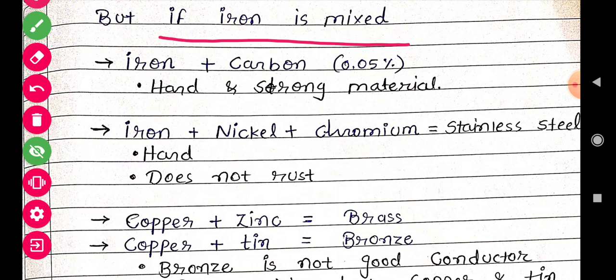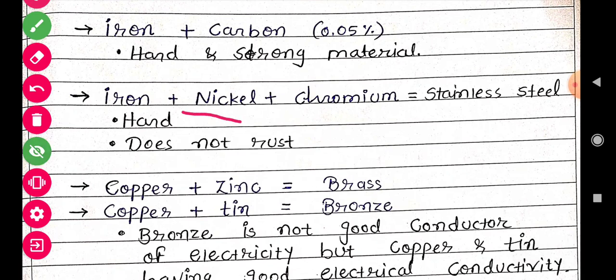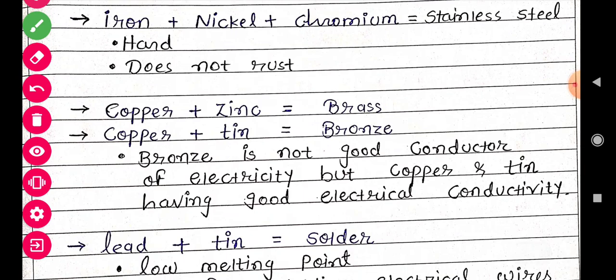If the iron is mixed with carbon, as I already told you, if we add 0.05% of carbon inside the iron, then the resultant iron material becomes a very hard and strong material. So carbon makes the material more durable and stronger, okay? When we add nickel and chromium, both of them, inside the iron, then it is converted into stainless steel, which is very hard and does not rust easily. As we know, there are thali and bowl also in our home, which are made from the same stainless steel material, which does not rust easily. So this is the example of an alloy.